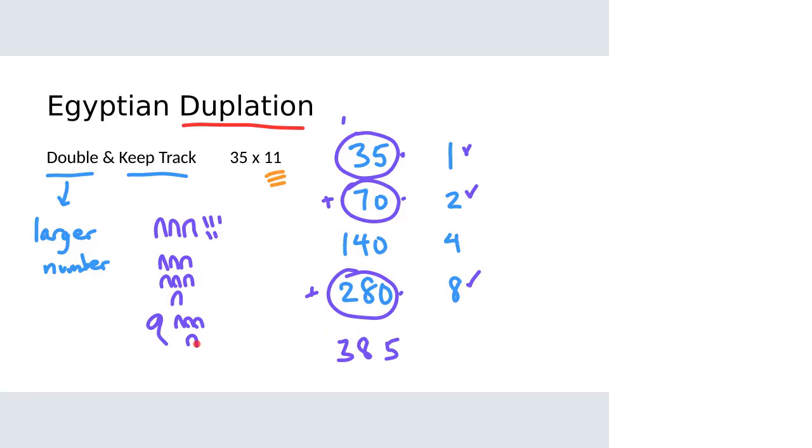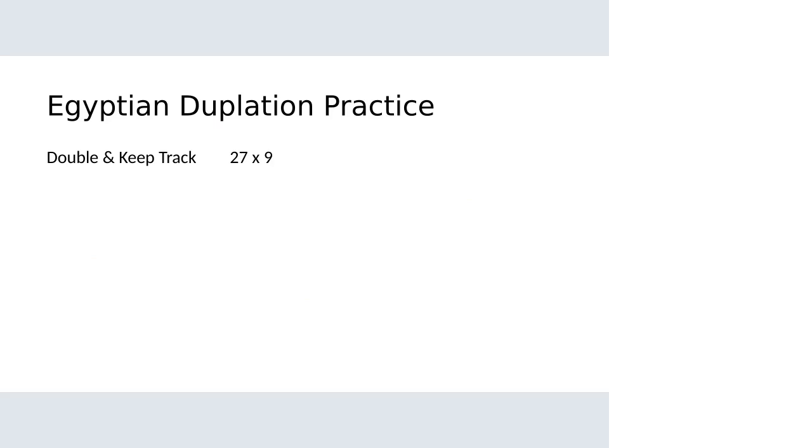I want you to try one using Egyptian duplation. I'm not going to make a poll, but I'll just give you a minute to try to practice. 27 times 9. Again, my advice is to double the 27, because you go until you have 9 of them and then you can quit. That's the advantage to doubling a larger number. Otherwise, you'd have to double 9 all the way until you had 27 of them. So that would take longer.